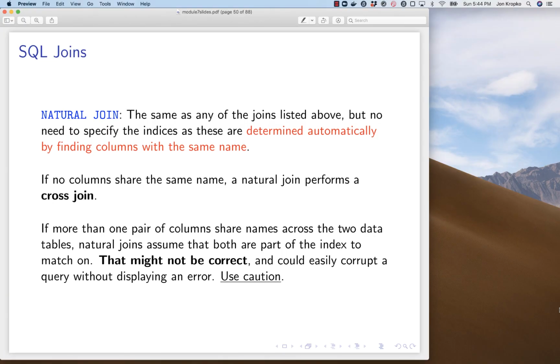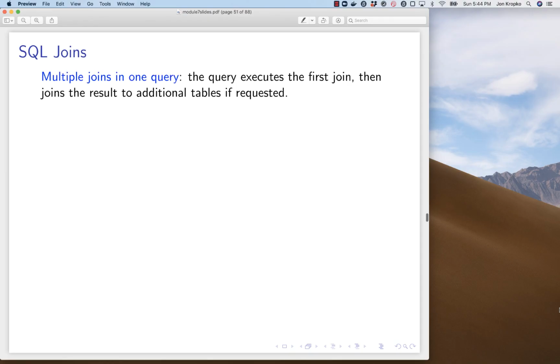And if there's more than one pair of columns that share the same name, it's going to assume that all the columns that share a name between the two tables are ones you want to match on. That might not be correct. And so it could easily corrupt a query, and it will never display an error. So use caution. The worst kinds of errors are the ones that happen without telling you anything. There's a lot of debate on the internet about whether natural joins are ever justified. I found one person on Stack Overflow say that at his company, using natural joins was grounds for dismissal. I think that's a little extreme, but just keep that in mind with natural joins. Be very careful when you use them.